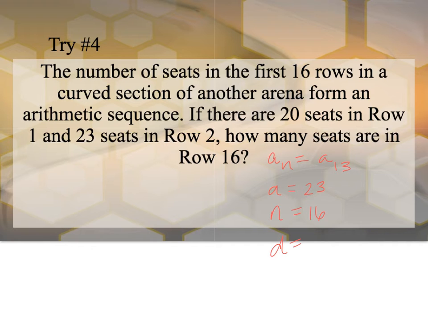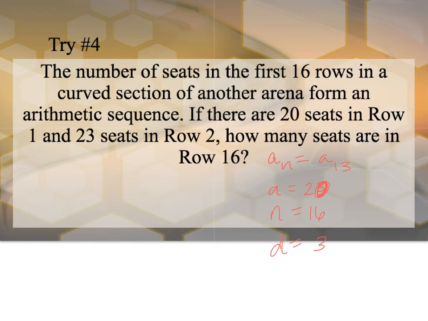And d is going to be the difference of the first row and the second row. So in row 1, there are 20 seats. I wrote that wrong. There are 20 seats in row 1. Sorry. 20 seats in row 1, 23 seats in row 2. So the difference is you're adding 3.